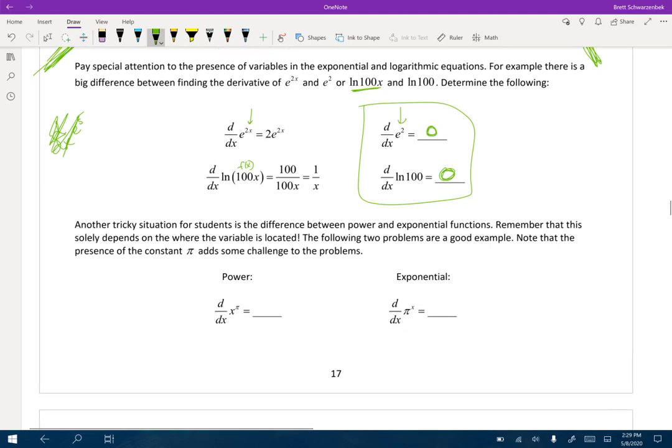Next, it says another tricky situation for students is the difference between power and exponential functions. Remember that this solely depends on where the variable is located.